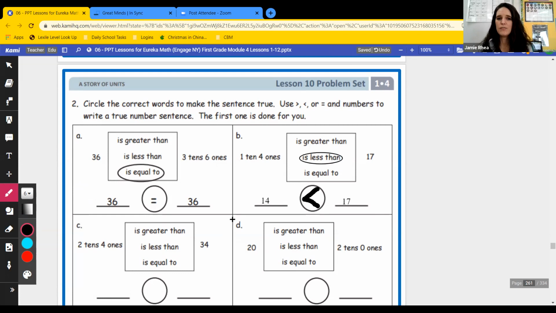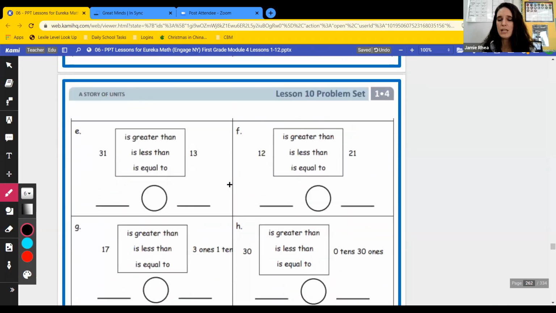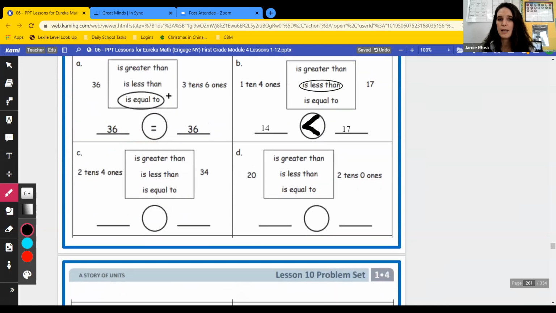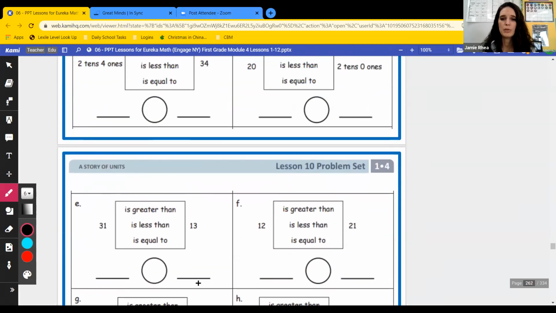Okay, so be very careful when you're doing these. Make sure you're circling your words in your box, making sure you're putting your numbers on the line and your symbol in the circle. You're going to do A through H on your own. Now, guys, A is already done for you. I just did B with you, so you have to do the rest on your own. If you have any questions, please email me. Don't forget to do your Can't Talk today. Don't forget to do your exit ticket also. Again, if you have any questions, email me. I'll help you out. See what we can do.